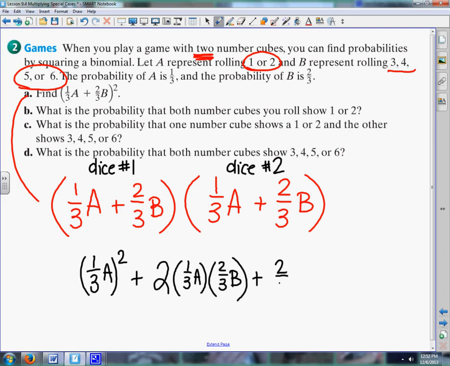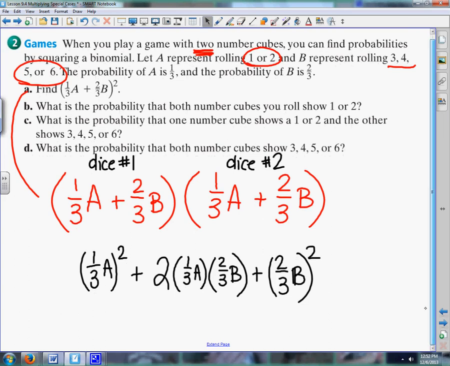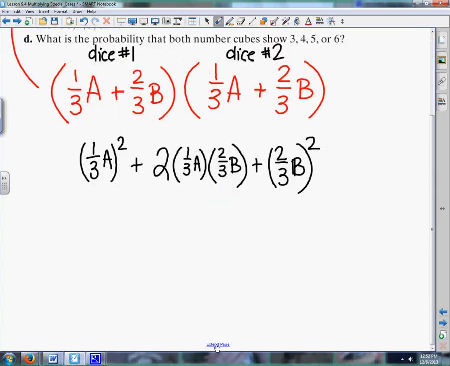plus 2/3 B squared. So now, when I'm doing this, 1/3 squared would be 1/3 times 1/3, which is 1/9. I'm going to square my top number and square my bottom number, and then I get A squared. And then I'm going to add 2. Well, 1/3 A times 2/3 B is 1AB times 2 is 2AB.